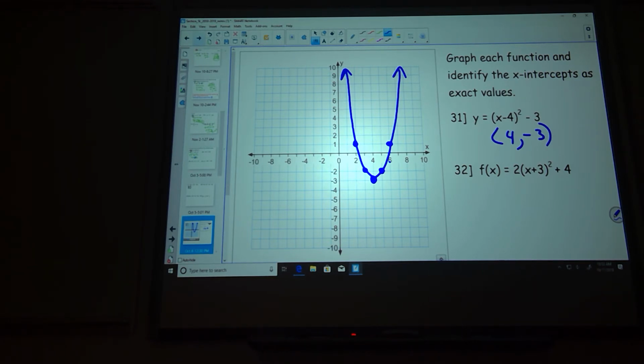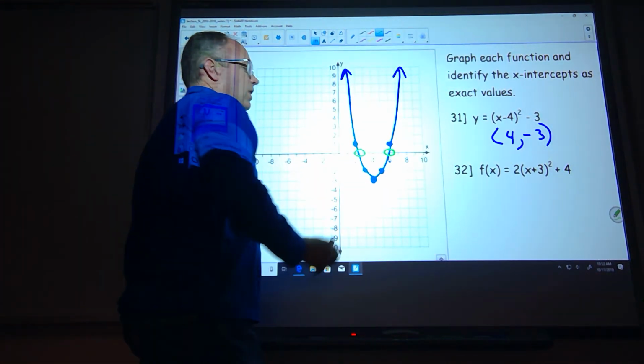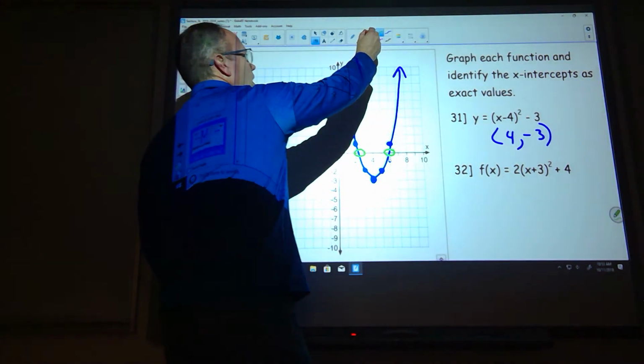Okay? So, does anybody know these? I see that it's crossing there and there, but I don't know the exact value. Your calculator could zoom it a little bit. Okay, but let's try and graph this one.